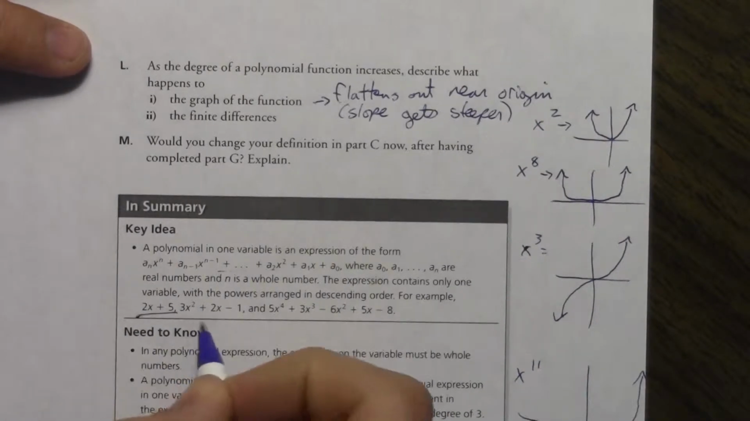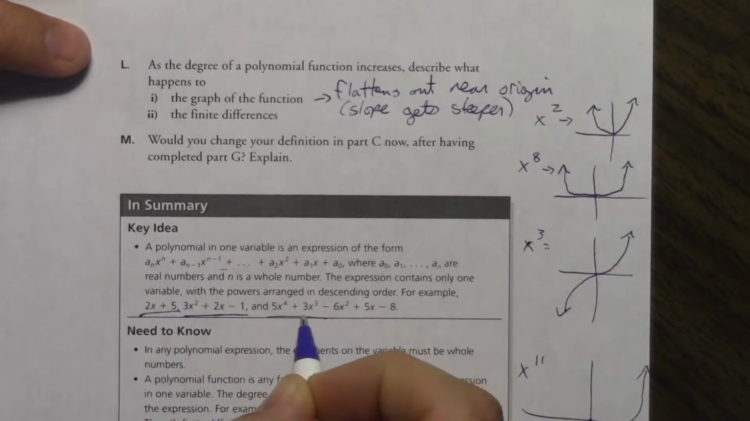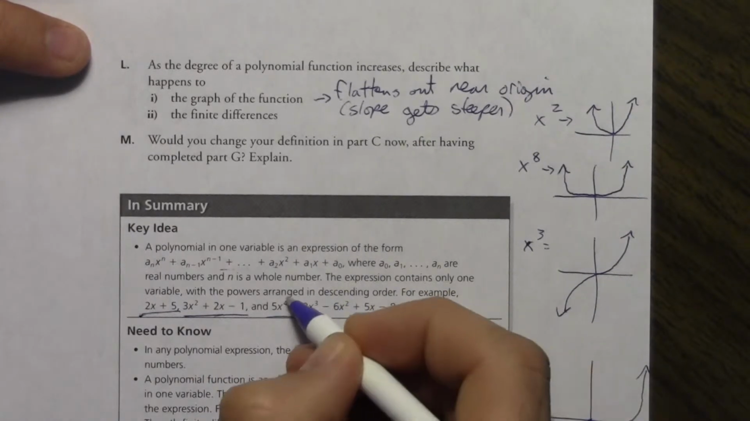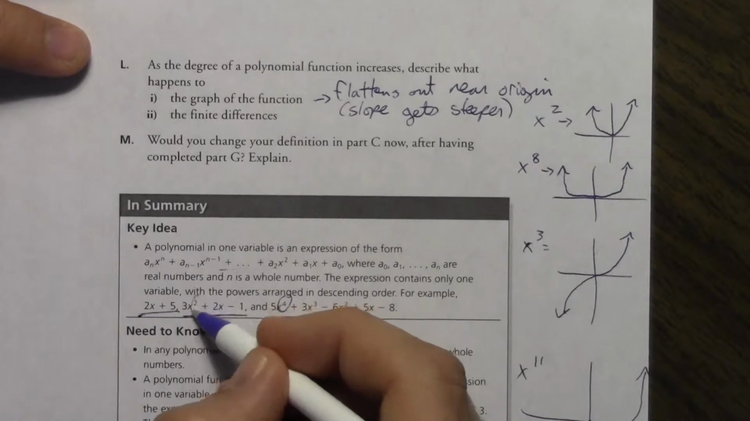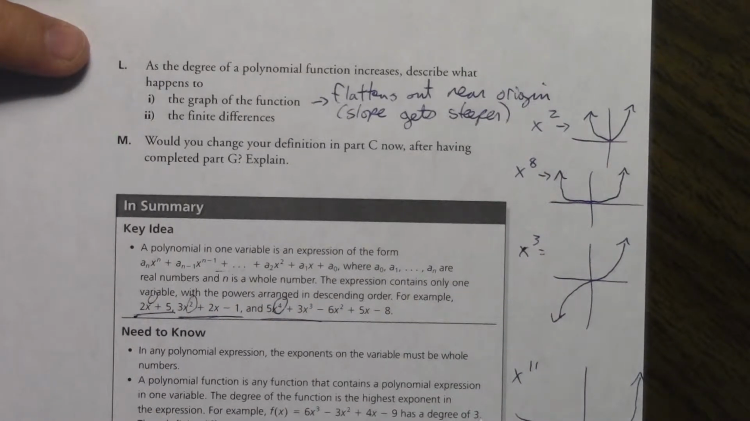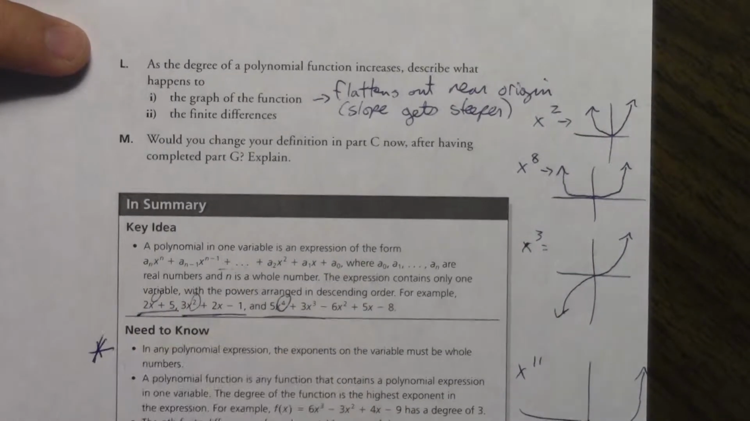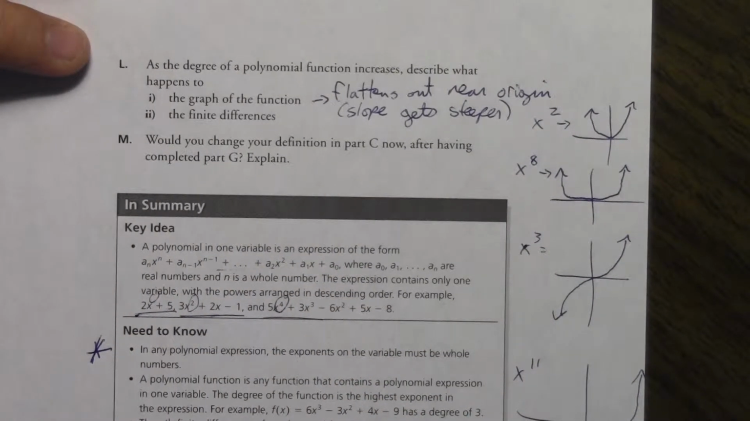So here, in all polynomial expressions, you always put the highest exponent at the beginning. 4, 2, 1. In any polynomial expression, the exponents of the variable must be whole numbers. A polynomial function is a function that contains a polynomial expression in one variable.